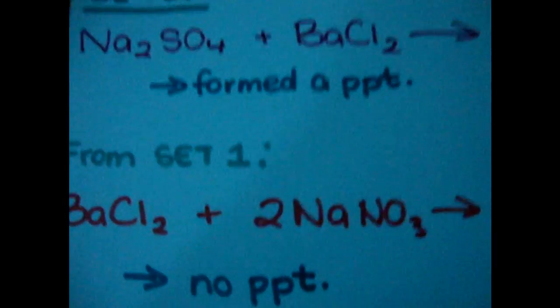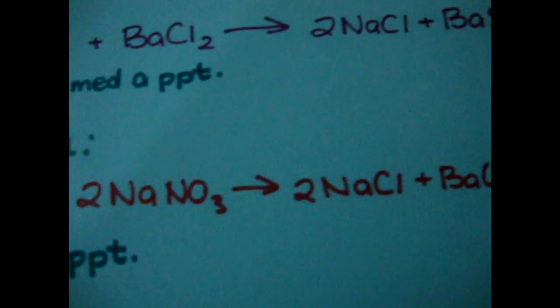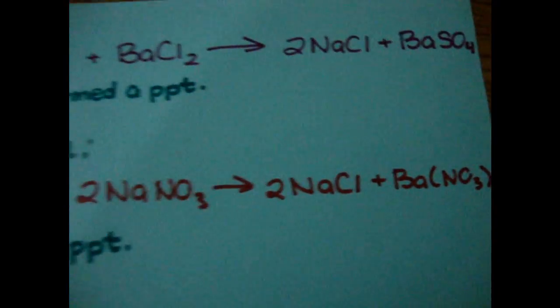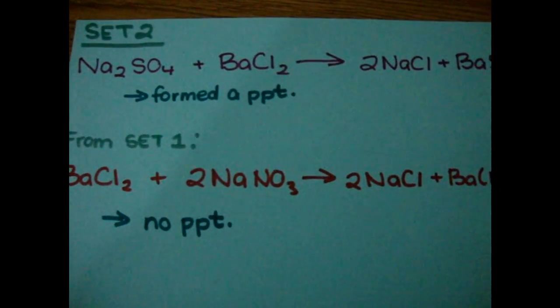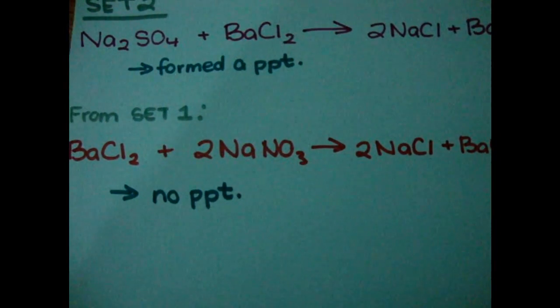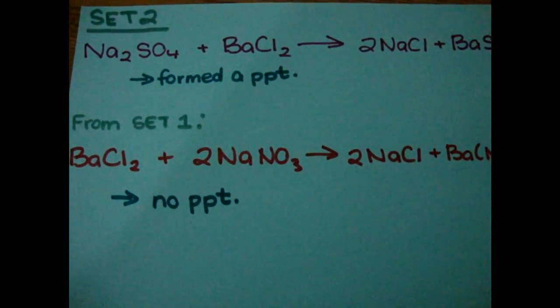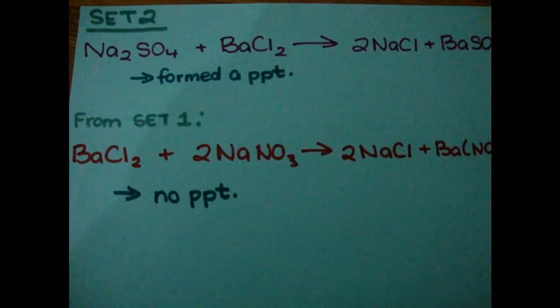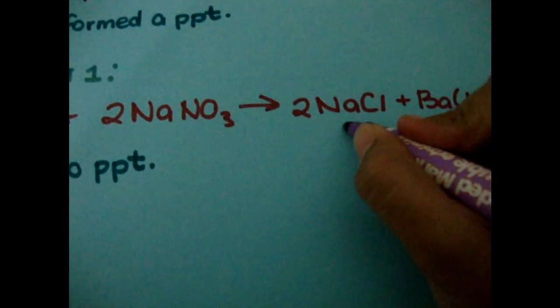So the second reaction was barium chloride and sodium nitrate yield sodium chloride and barium nitrate. So how do we figure this out? Well, the top reaction formed a precipitate, whereas the bottom one didn't. So when a reaction doesn't form a precipitate, we know that both of the products are soluble, so I'm just going to put an S for soluble.